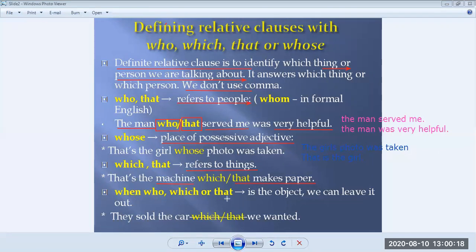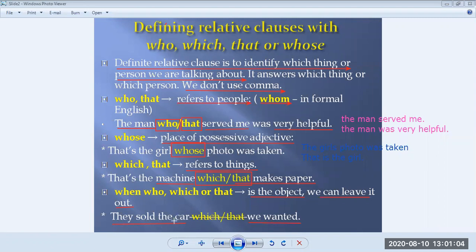So when who, which or that is the object, we can leave it out. In some cases we can omit them. For both those examples, we cannot omit who, that, whose, which, that. We cannot omit them at all. But in some cases we can remove them, if it's not necessary. What is it? For example, over here, they sold the car. You see, they sold their car. And then we joined those two sentences by using which or that.